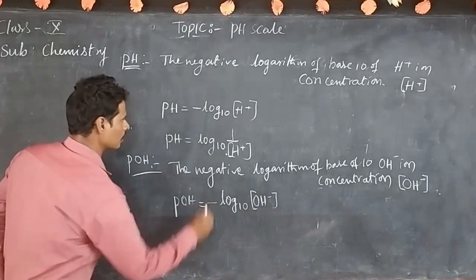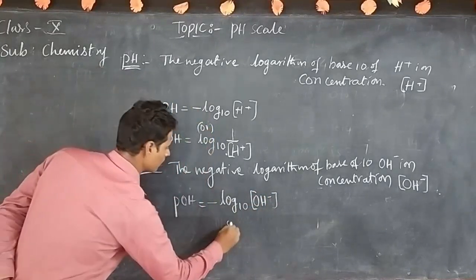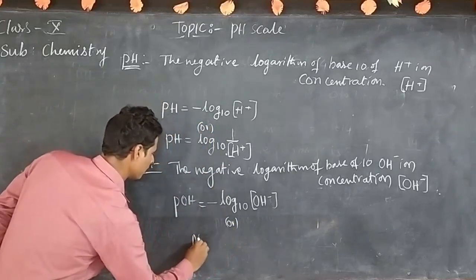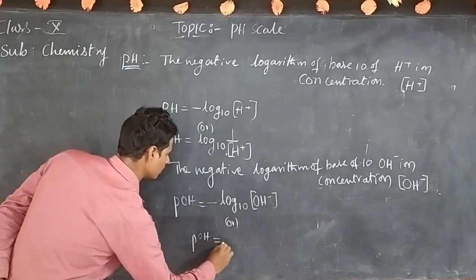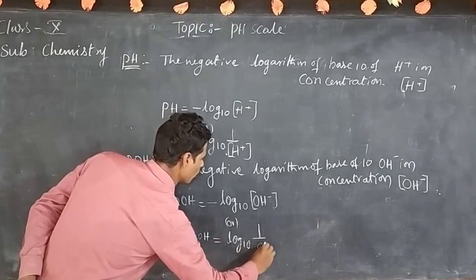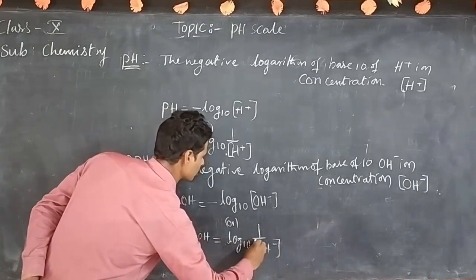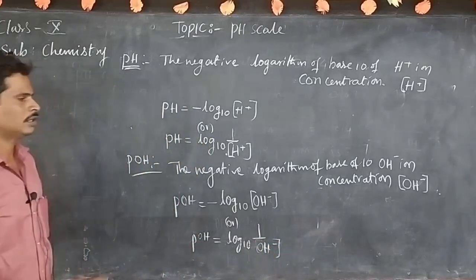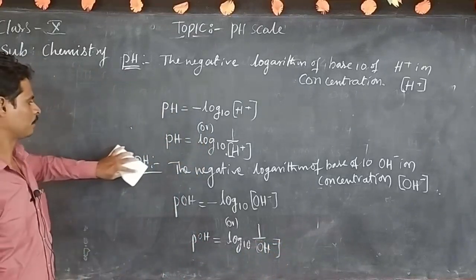This one we should also write: pOH equal to log base 10 of 1 by the OH minus ion concentration. So these are the formulas.